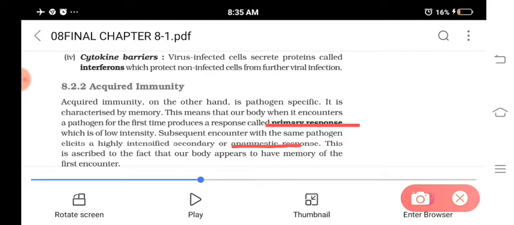Understood? And there will be memory cells which can recognize the same microorganism the next time. So due to this, they can mount an intense response if the body is attacked by the same microorganism the next time. Is it clear? So only the secondary response is more intensified. Is it clear?